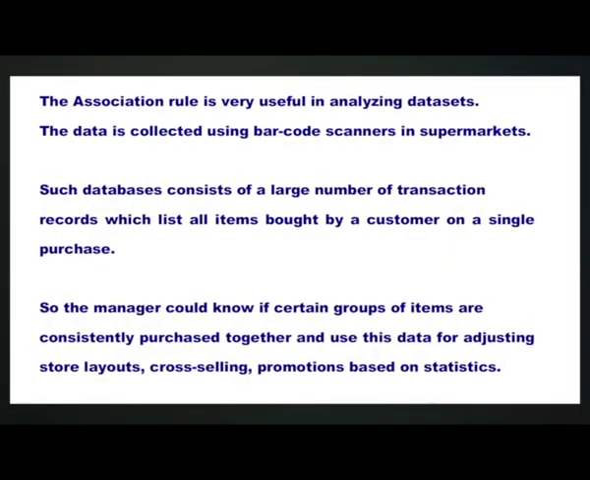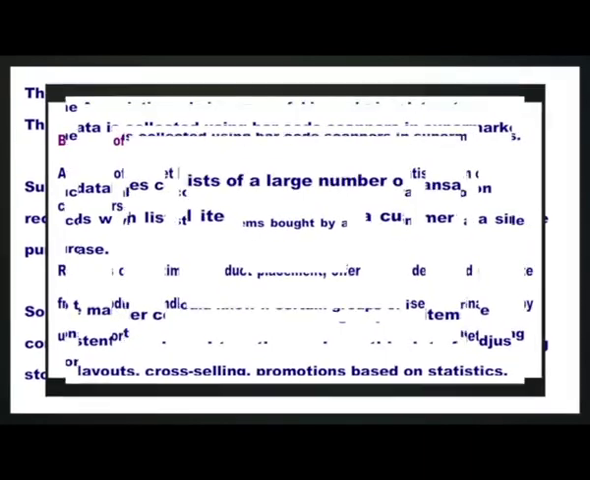The association rule is very useful in analyzing data sets, as you can see from the example above. The data is collected using barcode scanners in supermarkets. Such databases consist of a large number of transaction records which list all items bought by a customer on a single purchase. So the manager could know if certain groups of items are consistently purchased together and use this data for adjusting store layouts, cross-selling, and promotions based on statistics.